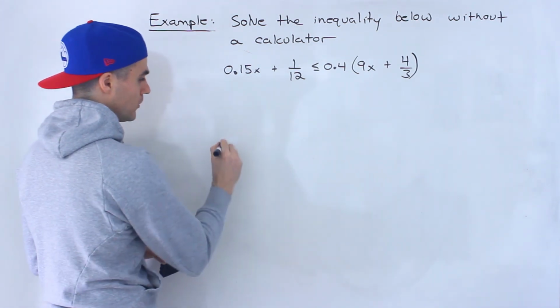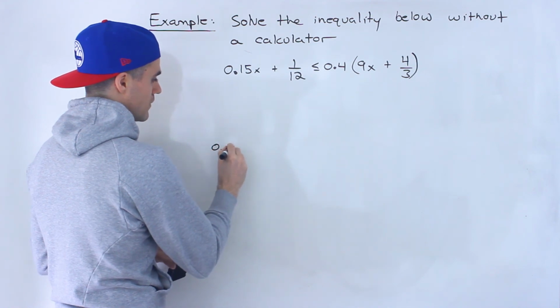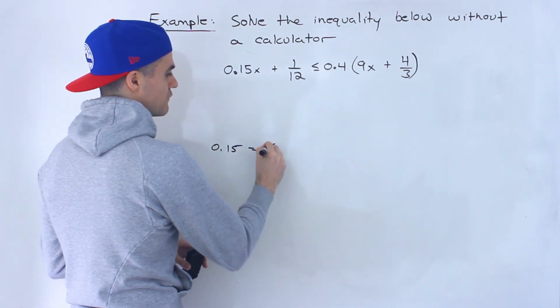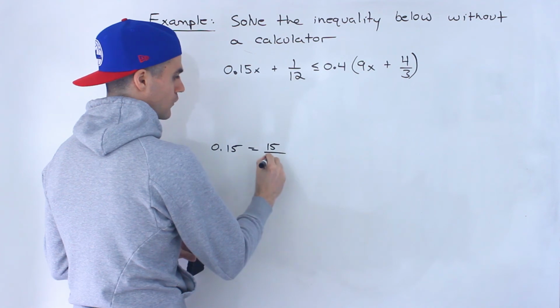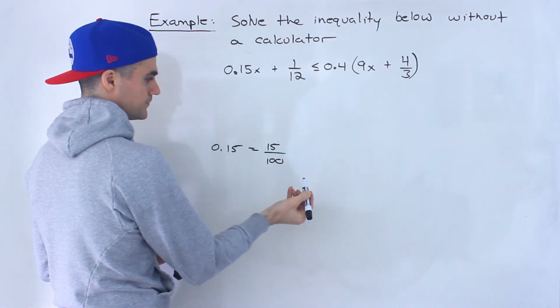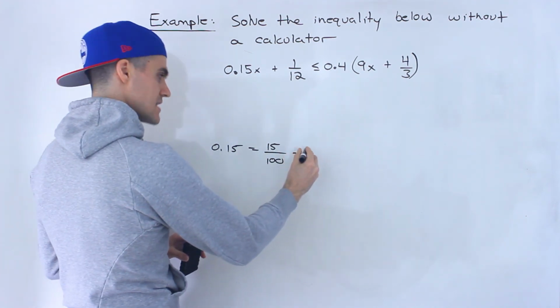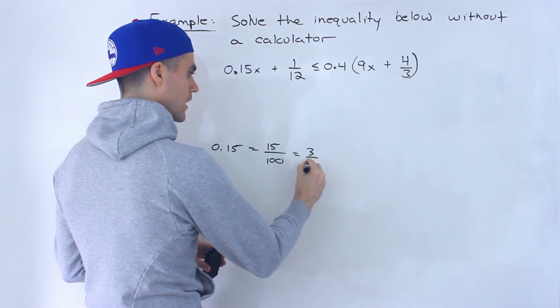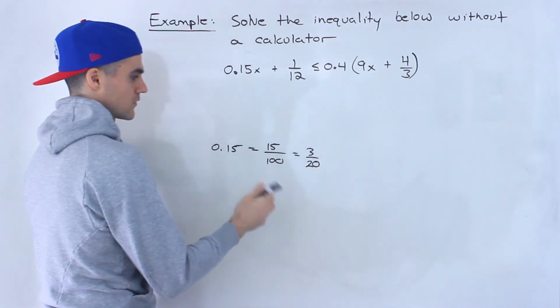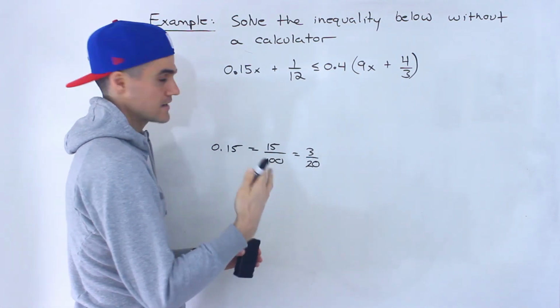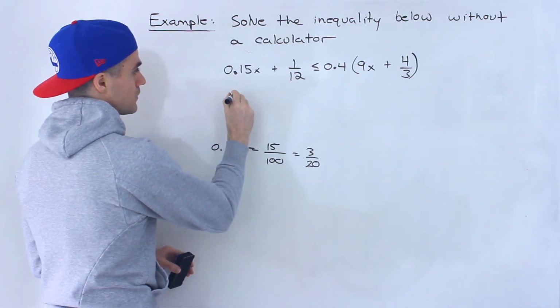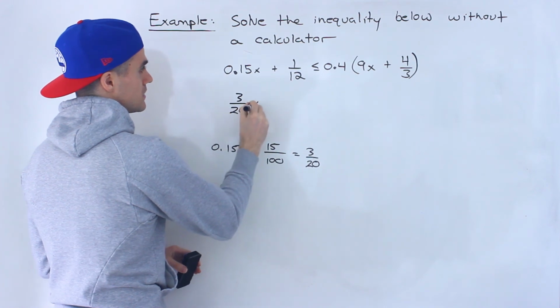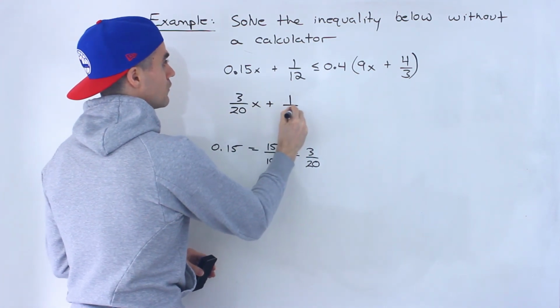So this 0.15, that's the same as what? 15 over 100. Which is the same, that simplifies to what? Divide both the numerator and denominator by 5. So 0.15 is the same as 3 over 20. So this I'm going to rewrite as 3 over 20x plus 1 over 12.